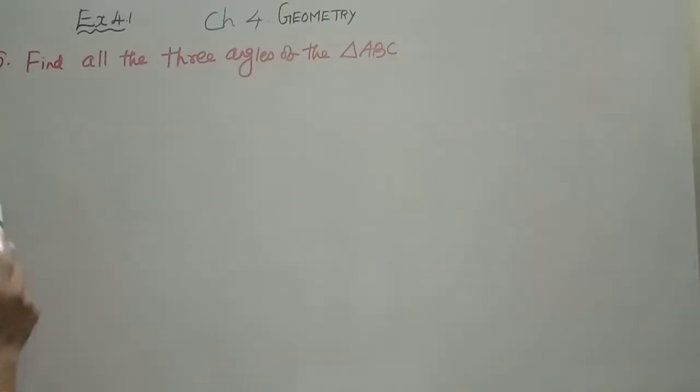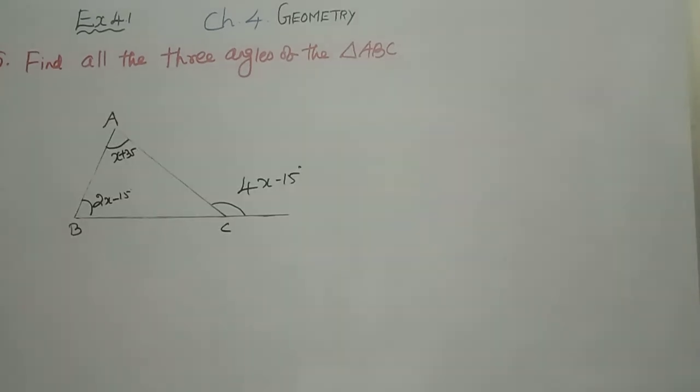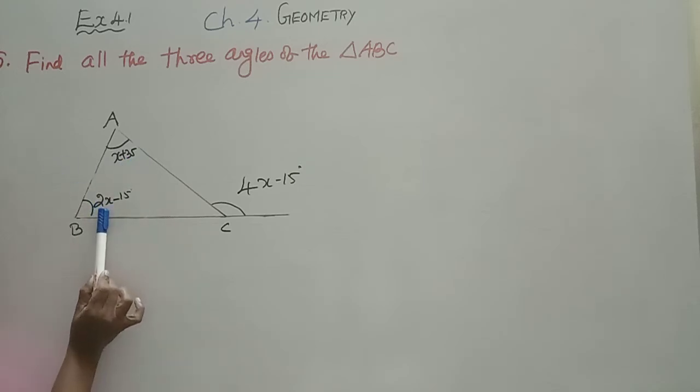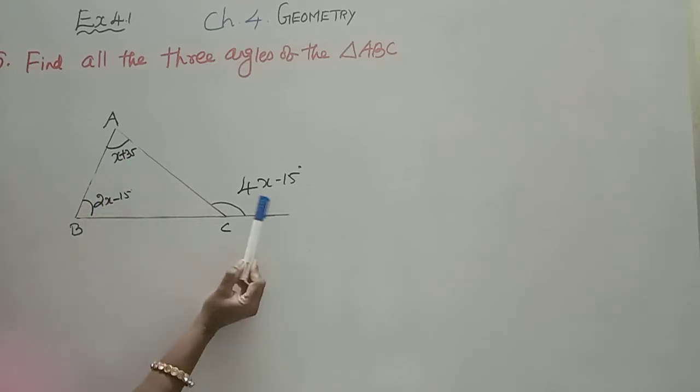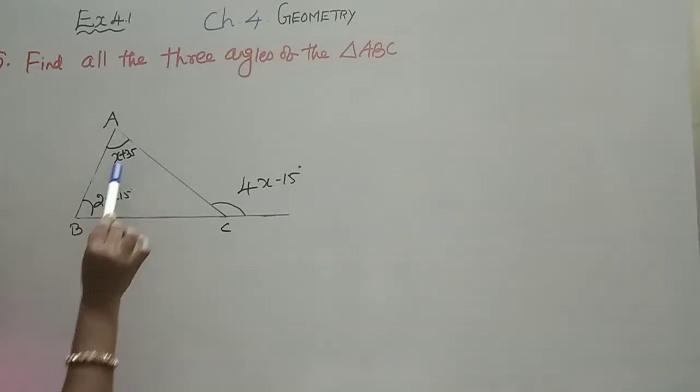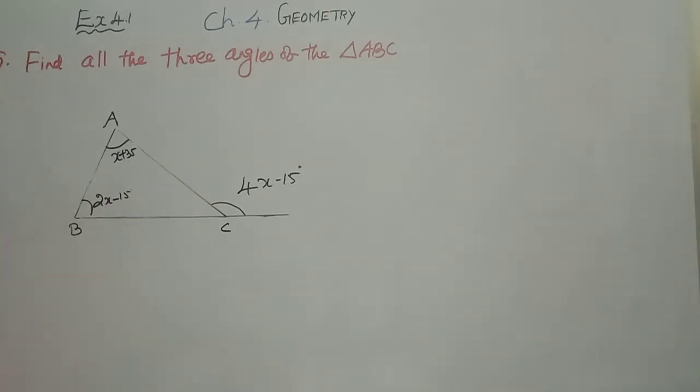Fifth sum: find all the three angles of triangle ABC. Here they have given the first angle A equal to x plus 35, angle B equal to 2x minus 15, and the exterior angle, angle C, equal to 4x minus 15. You have to find all the three angles of the triangle.